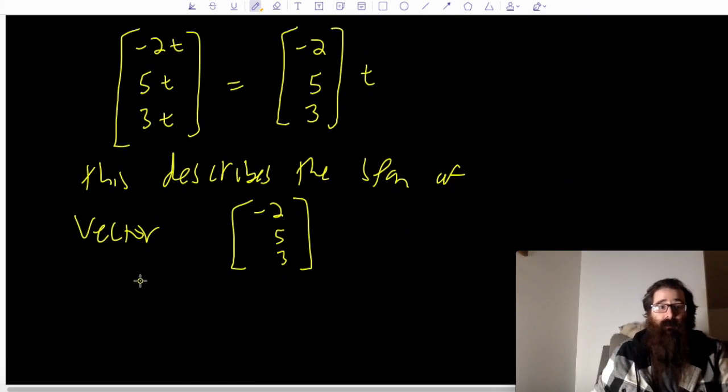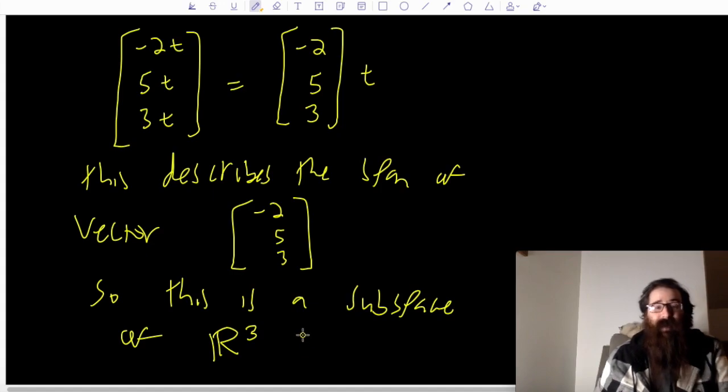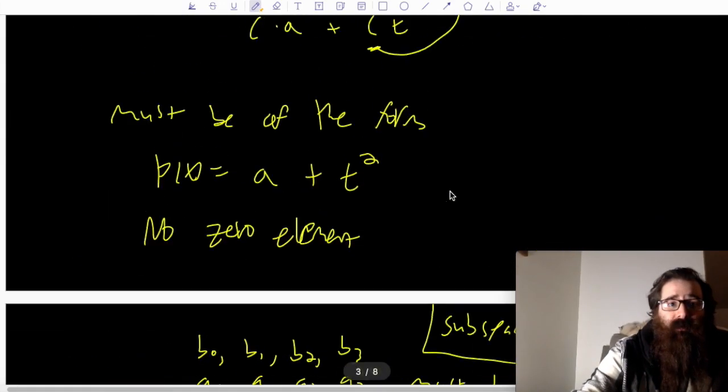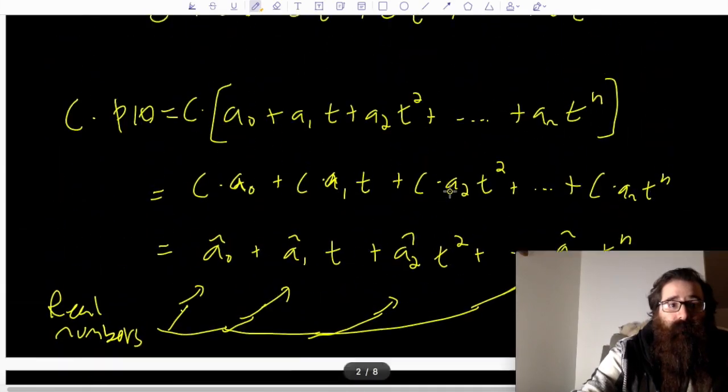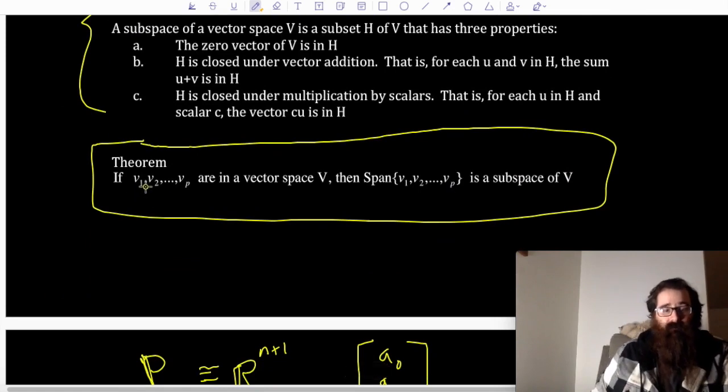Right? So we'll be able to follow up with this and say, so this is a subspace of R3. Our theorem guarantees this. We have a spanning set that we found. Let's go back and just sort of refresh what that theorem said. All the way back. It says, if I have vectors that belong to a vector space V, then the span of those vectors is a subspace of that vector space V.